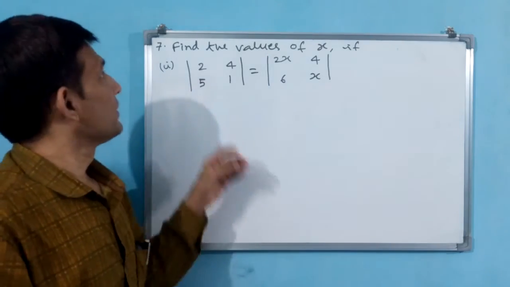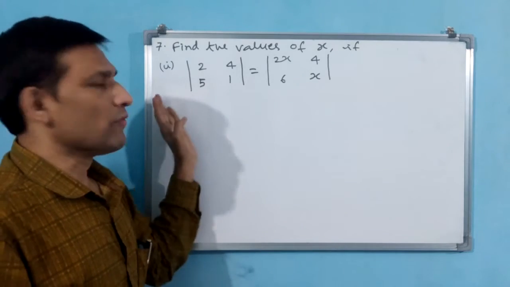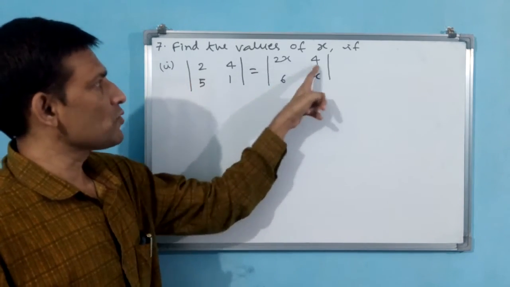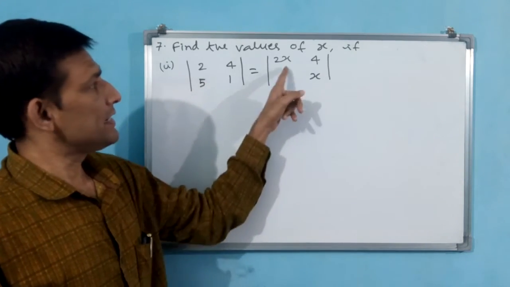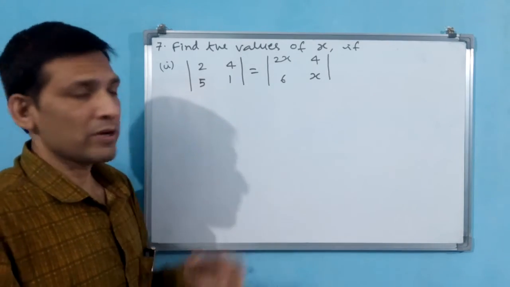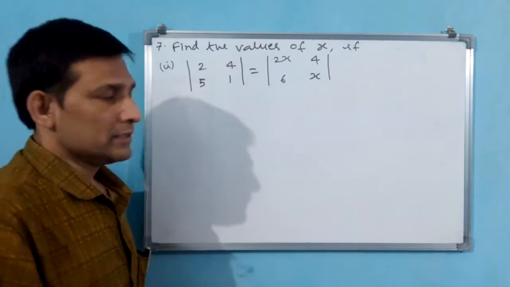Okay, see. 7th question. Find the value of x if first part determinant 2 4 5 1 is equal to determinant 2x 4 6x. You see here one side only numbers, one side x is there. Numbers with x. Then you can find. If you equate, automatically x value is going to come. Let us do it.